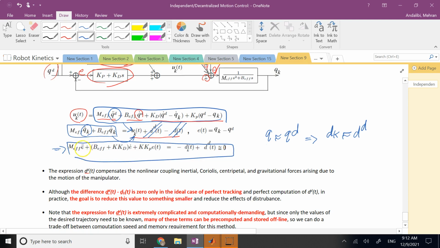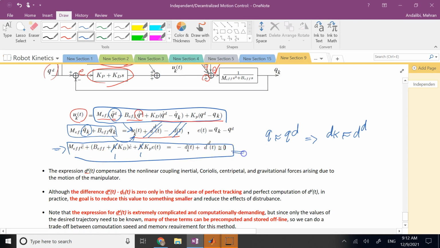That's m effective e double dot plus b effective plus k derivative. Here we chose the amplifier again to be 1, so we can go with 1 for both of these. E dot plus kp e equals 0. And in terms of the error, this is a second order homogeneous differential equation.